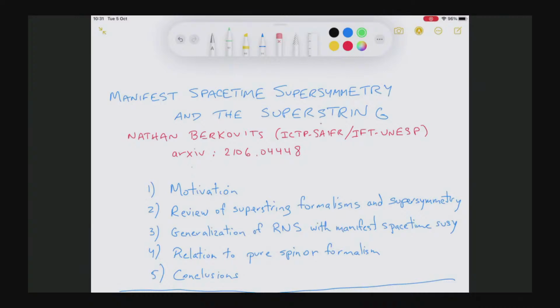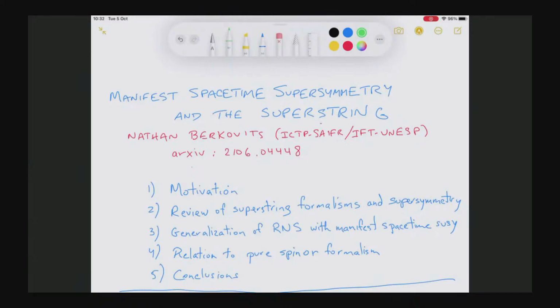Thank you very much. Okay, thanks very much for the invitation, and I'm sorry I couldn't be there in person. I'm going to be talking about a paper I wrote a few months ago called Manifest Spacetime Supersymmetry and the Superstring. There are various motivations. The main motivation is to try to really understand the relation between what's called the RNS Ramond-Neveu-Schwarz formalism for the superstring and the pure spinor formalism.